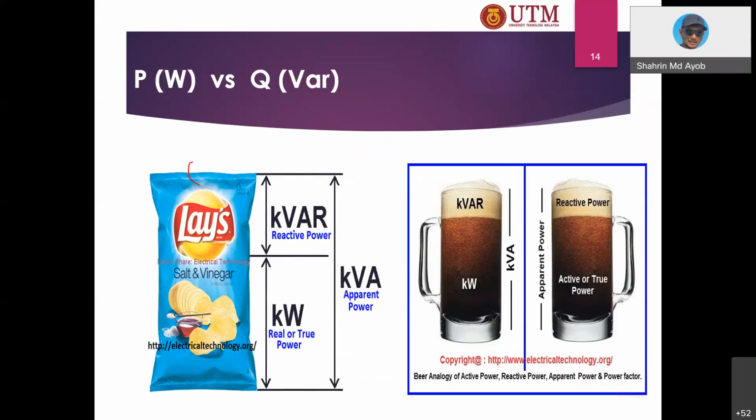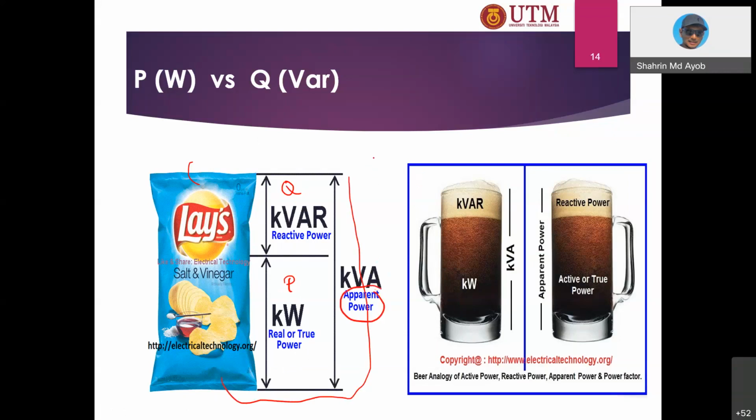Okay, so we move towards this one. Meaning that in an AC circuit, as I told you earlier, we have three types of power. The first one that we have already defined is real power, which is in watt. Then we have what we call reactive power. So this one is P and this one is Q. And the overall of this one is what we call apparent power.